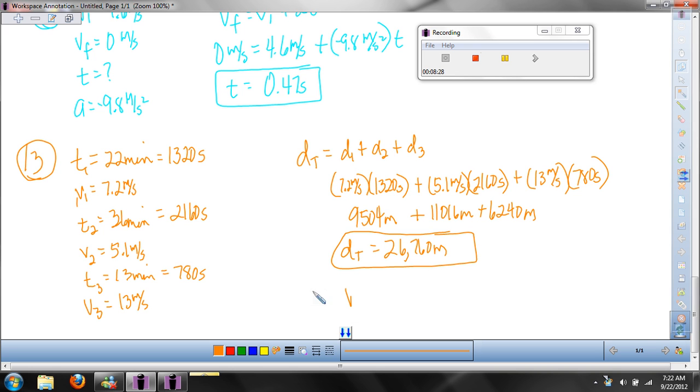And then the average speed for part D is so easy. Distance total over total time. Distance total is 26,760 meters. Total time, well, I'm going to add all of those up. And when I added those all up, I got 3,960 seconds. So her average speed was 6.8 meters per second.